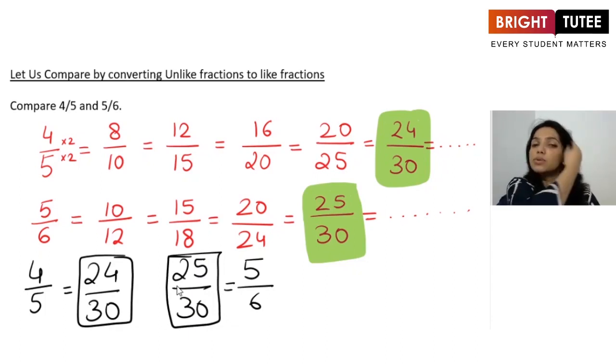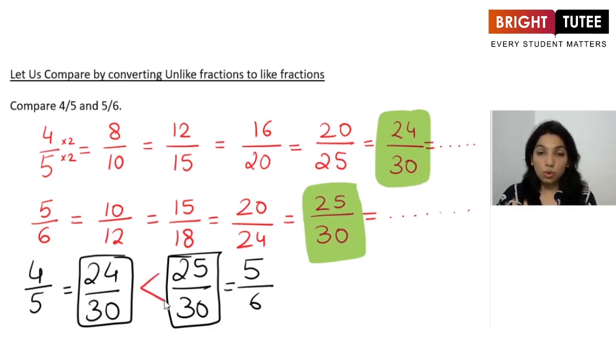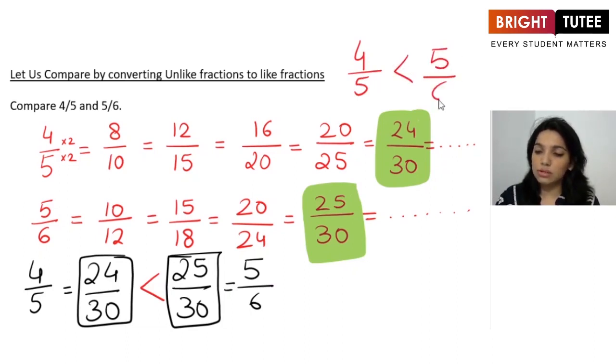Now just look at 24 over 30 and 25 over 30. Which one do you think is bigger? Out of 30 chocolates, if you get 24, or out of 30 chocolates you get 25, where do you have more chocolates? Obviously, when you get 25 out of 30. So with this, what we got? We got that 4 over 5 is smaller than 5 over 6.